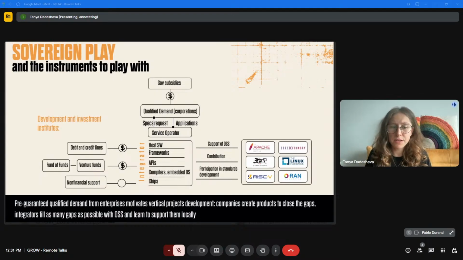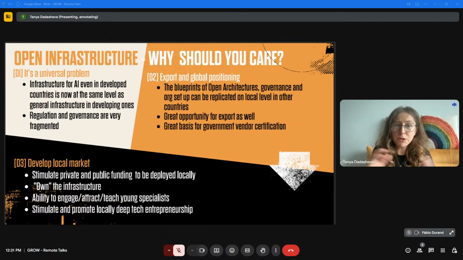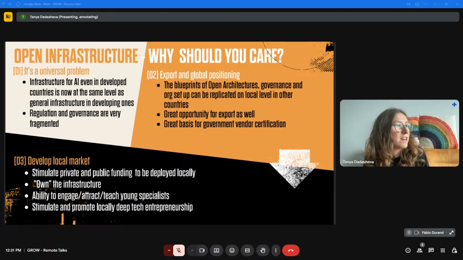So they're not really thinking end to end. And just to sum it all up, I think it's a really universal problem. Unlike previous discussions about infrastructure, where there was a lot of condescending notion that it's for developing countries and developed countries already figured it out, not for AI. Everybody is at the same level. Everybody's figuring it out right now.